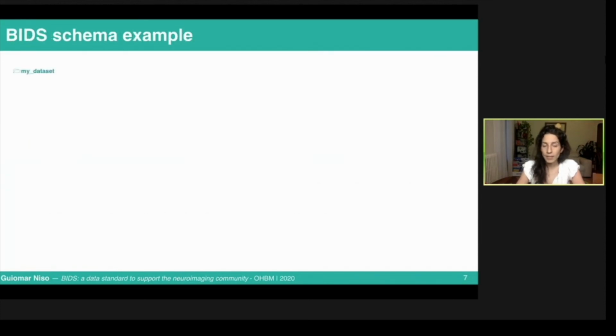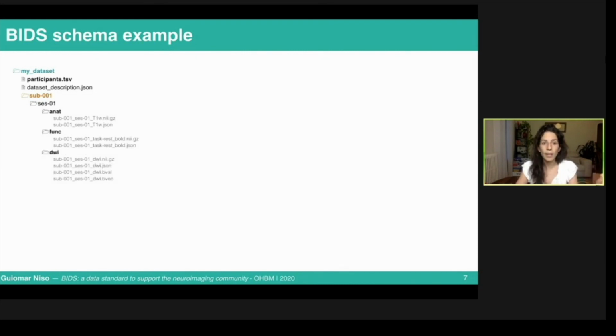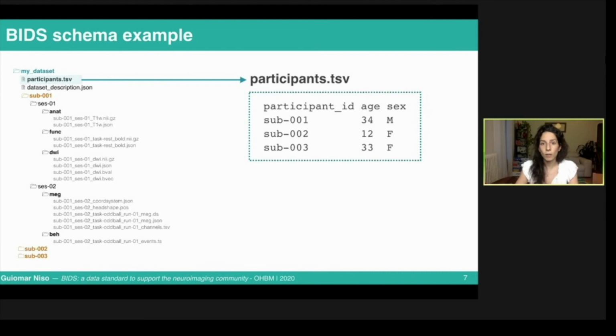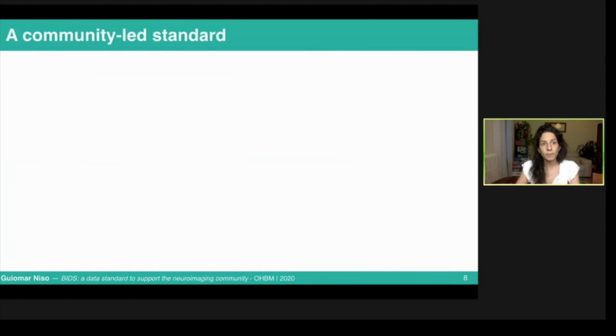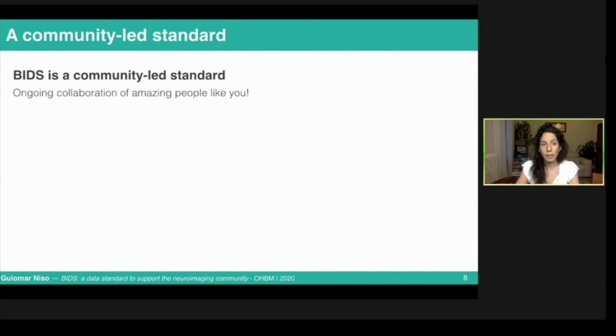This is a BIDS dataset example. This is your dataset, and you will have a participants file, a dataset description, then your subjects organized by session and imaging modality: your anatomical MRI, functional MRI, diffusion, or in another session maybe you have MEG, behavioral, and so on. For example, your participants TSV is just a very simple file that includes some keywords and some description. So this is really easy to adopt and requires very minimal energy.